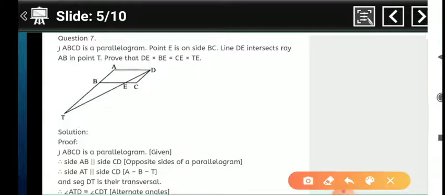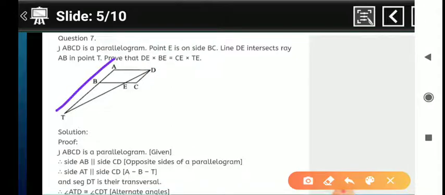Now see, AT and CD are parallel lines and DT is a transversal. So see this angle ATD, and another angle CDT, that is this angle here. These two angles are a pair of alternate angles, and alternate angles are always congruent. So angle ATD and angle CDT are congruent because they are alternate angles.